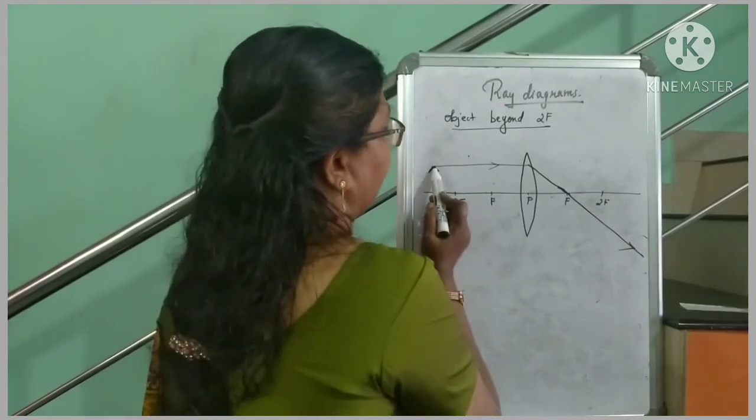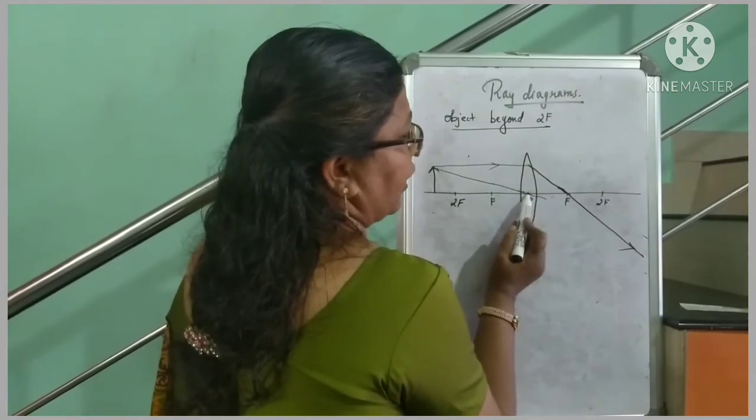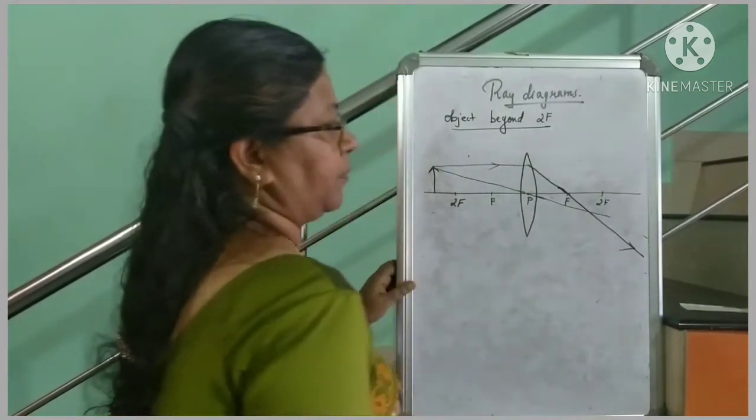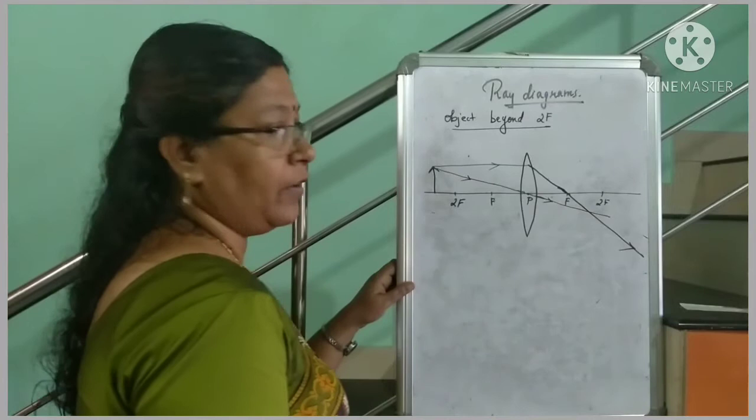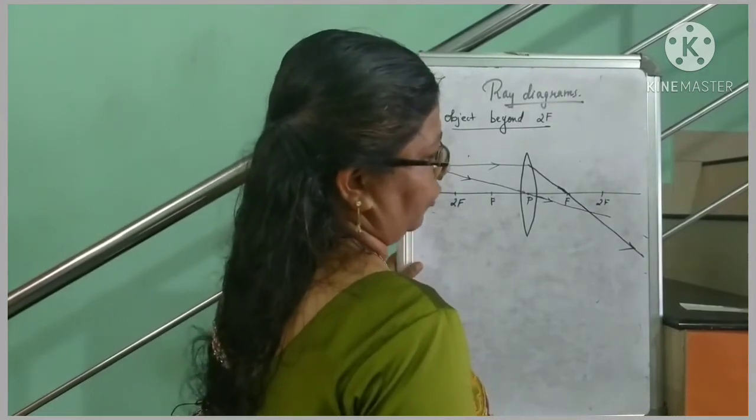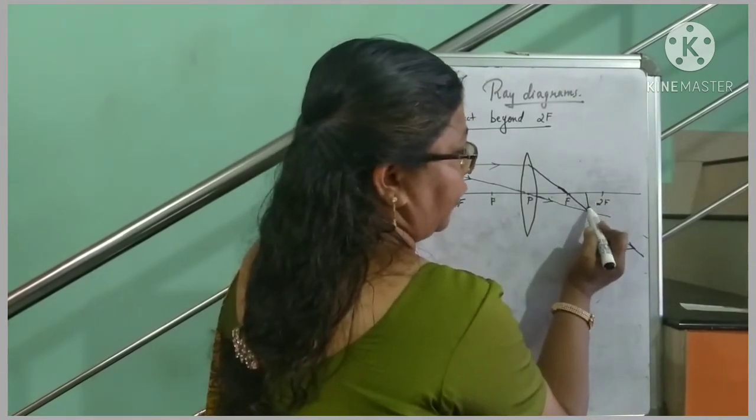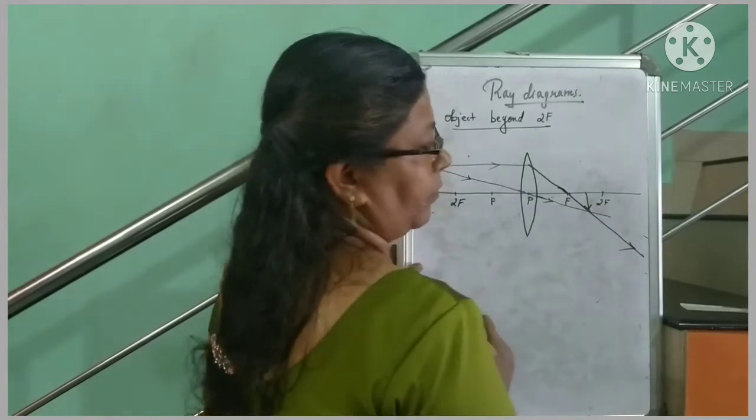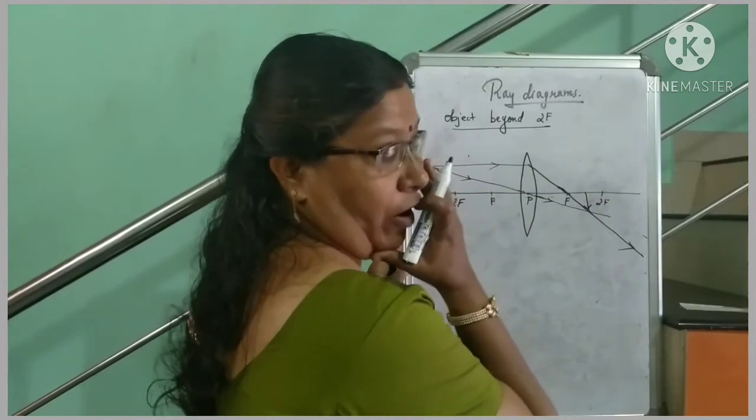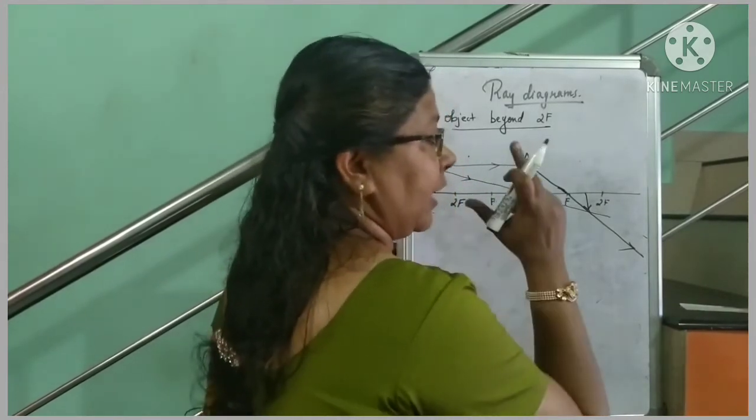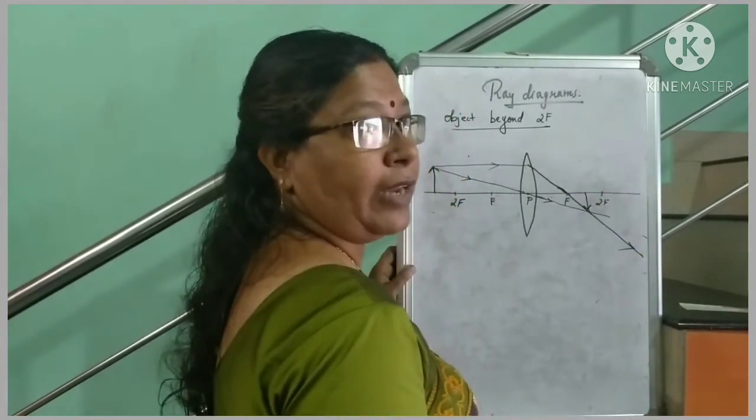Then another rule is a ray of light passing through the optic center will not undergo any deviation. So where do these two light rays meet? These two light rays meet here, and you will get an image here. So when an object is kept beyond 2F in front of a convex lens, you will get a real, inverted, diminished image between F and 2F.